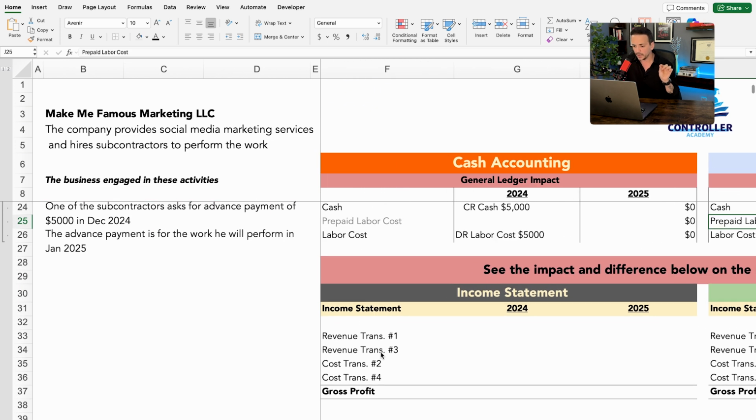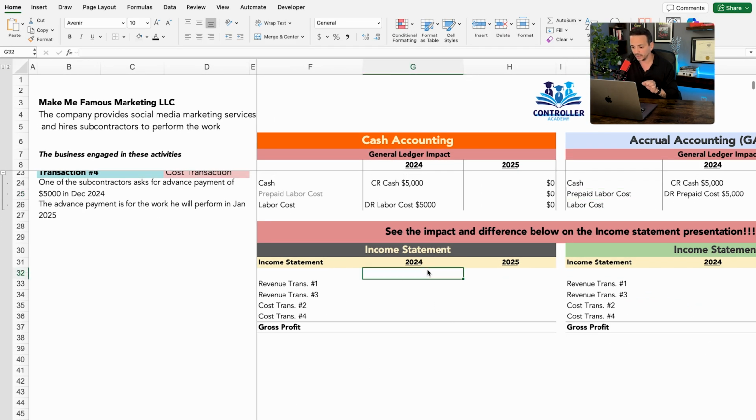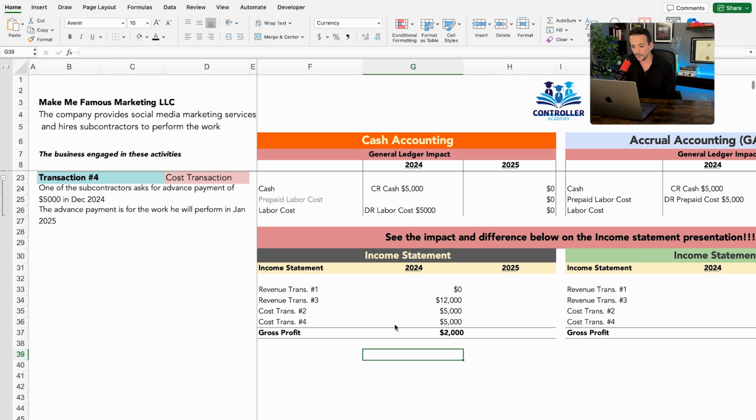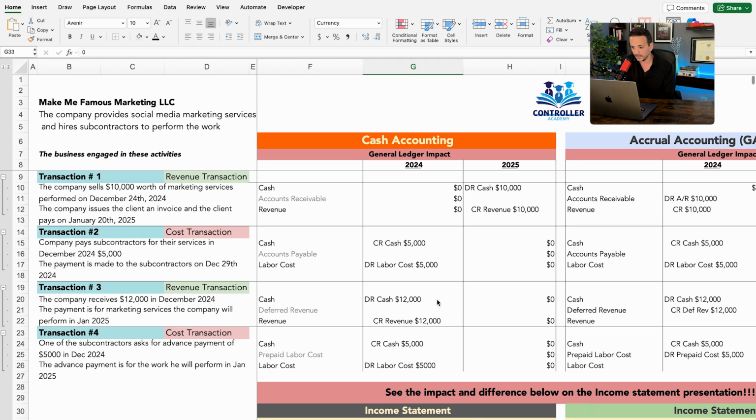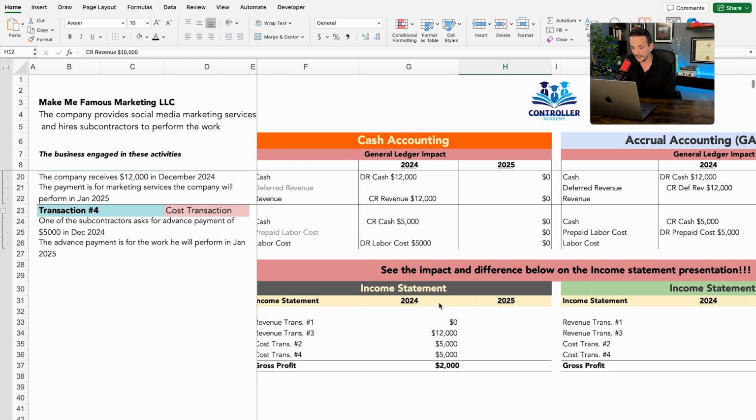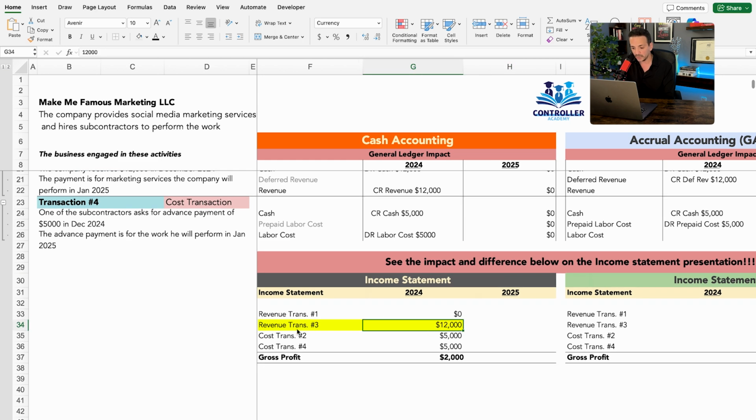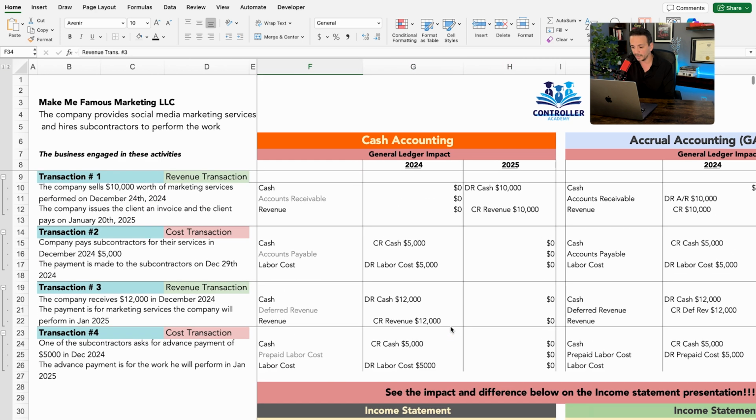When we go ahead and record the income statement for cash accounting, so we have the income statement for 2024 and 2025. Under cash accounting in 2024, for the first revenue transaction, there will be no impact on the income statement because if you remember, in the first transaction, we only recognize the revenue when the cash is received in the subsequent year. We record $12,000 from transaction number 3 of revenue coming in right here, which is also economically incorrect because that was a prepayment of revenue.